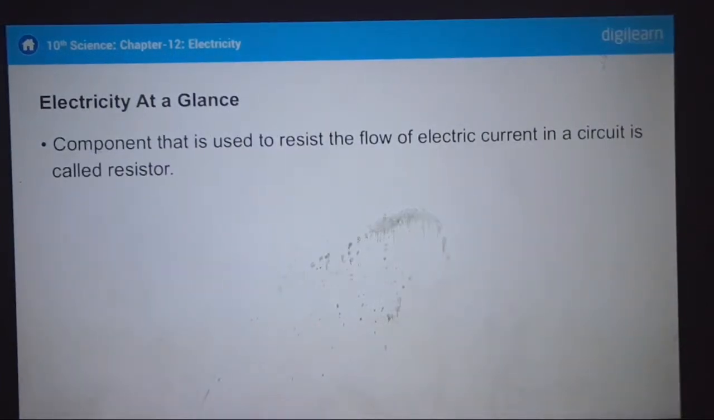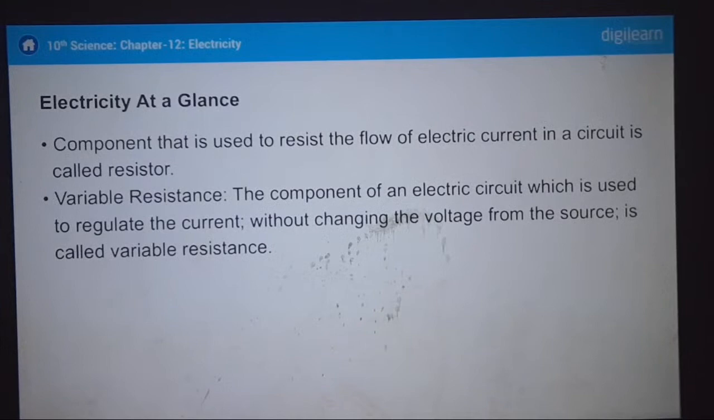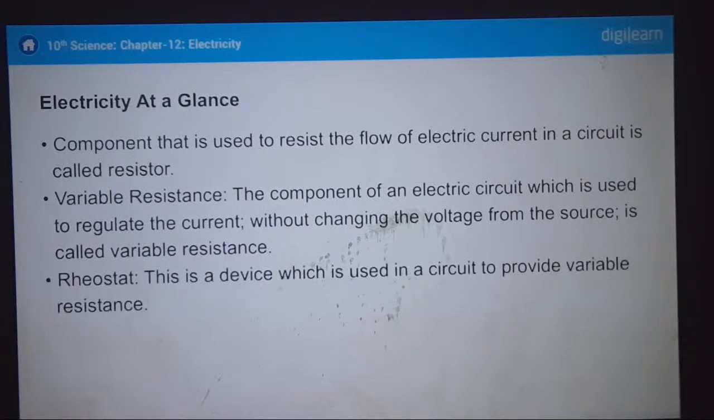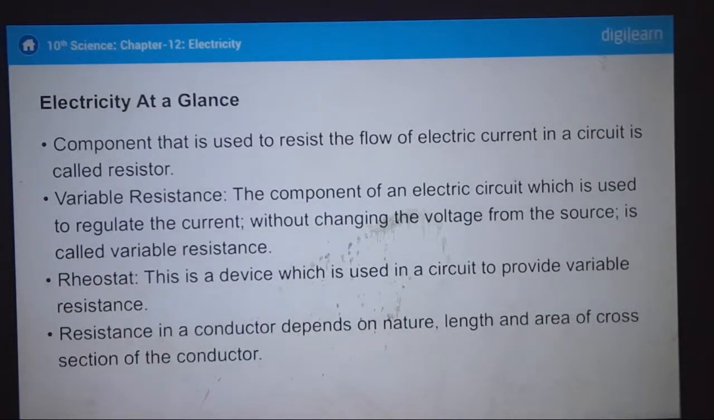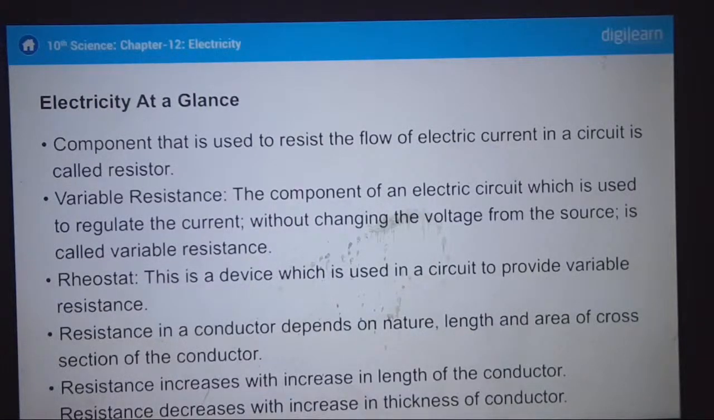Component that is used to resist the flow of electric current in a circuit is called resistor. Variable resistance. The component of an electric circuit which is used to regulate the current without changing the voltage of the source is called variable resistance. Rheostat. This is a device which is used in a circuit to provide variable resistance. Resistance in a conductor depends on nature, length, and area of cross-section of the conductor. Resistance increases with increase in length of the conductor. Resistance decreases with increase in thickness of conductor.